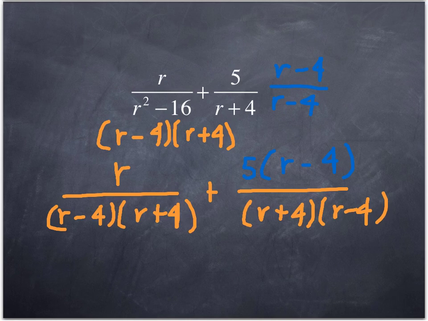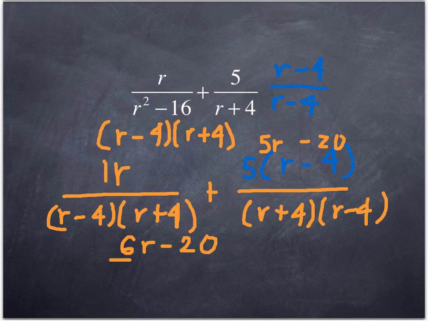Now my final answer then will be maybe slightly tricky. Again, my denominator will stay the same, but when I add these together, notice on my second fraction I can actually distribute this a little bit, so I'll get 5r minus 20. So now when I add my numerators together, r plus 5r minus 20. Well, r plus 5r, that's like 1r plus 5r, so that's going to give me 6r minus 20. That's the best I can do there.